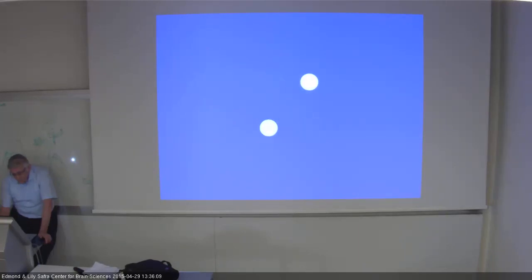Okay. Good. Now what happens if one is a circle and one is a triangle? So there is a preference for seeing. You can still see it both ways, but there's a preference for maintaining shape more often than not. And what about color?